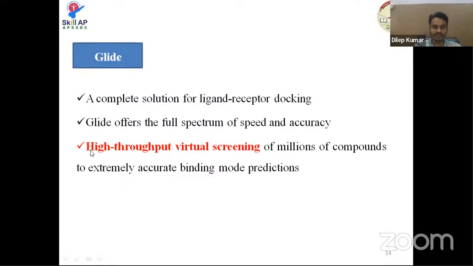Another advantage is that it can be used for high throughput virtual screening of millions of compounds to identify extremely accurate binding poses. Whenever you have millions and millions of compounds, all of them can be screened in less time using Glide, right? We have different modes like semi-precision and precision, but high throughput virtual screening is not possible with all the other software, and Glide has that particular advantage in order to screen millions of compounds using this tool.